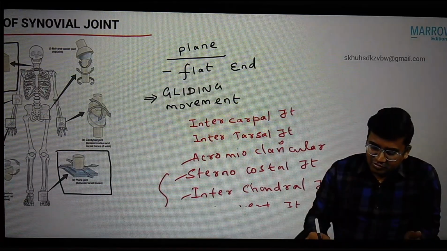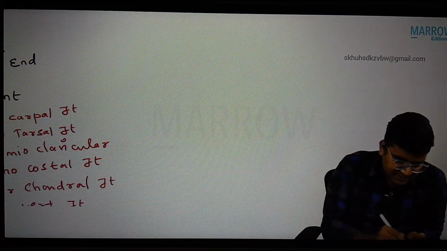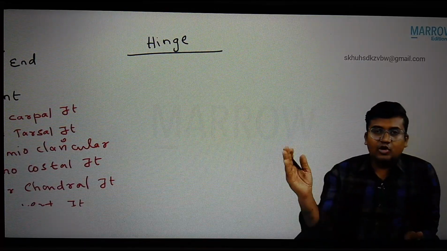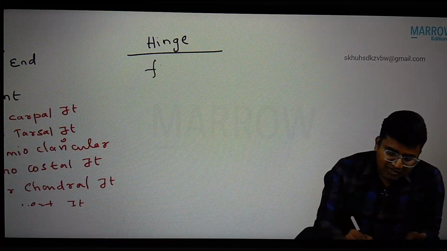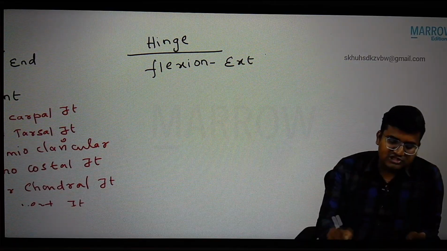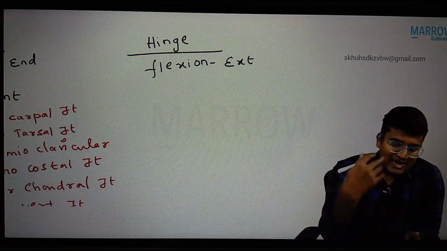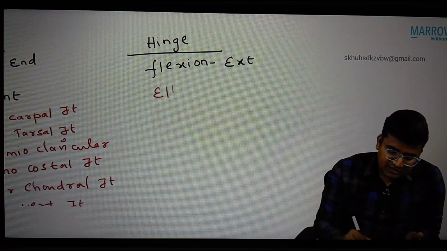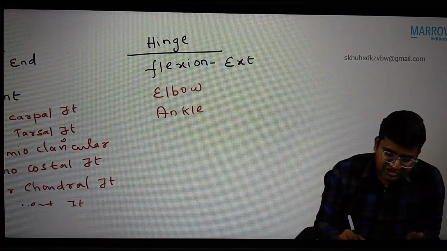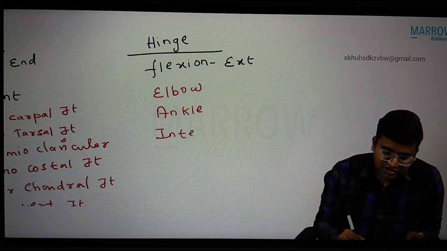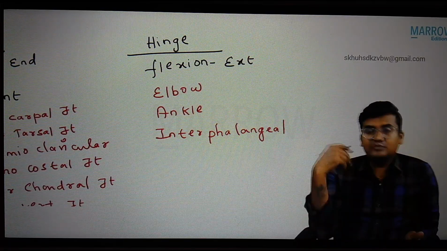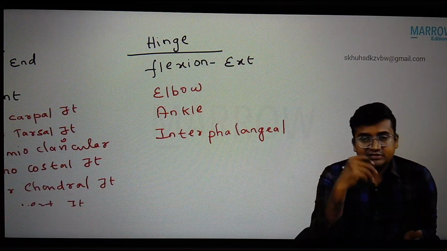Now hinge type, the movement will be in one axis. The movement will be in the transverse axis, like a door hinge. So what type of movement will occur? Only flexion and extension will occur in the hinge joint. Now what are the areas? Elbow joint is a hinge joint. Ankle joint is a hinge joint. Interphalangeal joint is a hinge joint. Elbow joint, ankle joint and the interphalangeal joint.